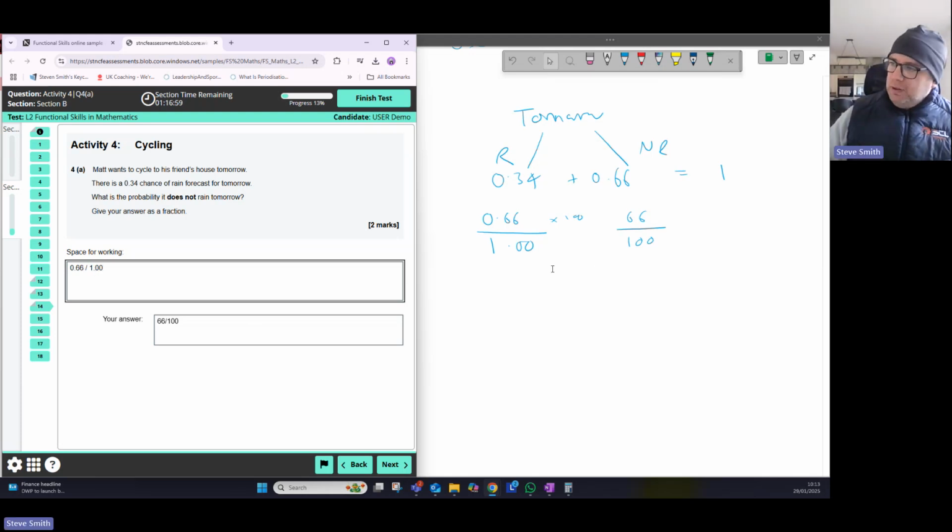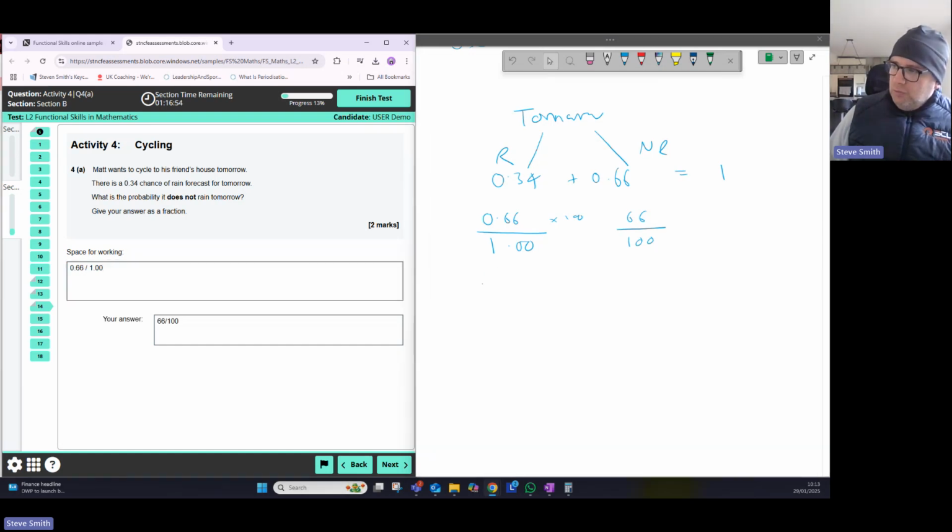If we have to simplify that, we can see that definitely they both divide by 2. So divide by 2 becomes 33 over 50. If we look at those two numbers now, that still divides by 2, that doesn't. That divides by 3, that doesn't. That divides by 5, that doesn't. So 33 is either 11 or 3. That doesn't divide by 11 or 3. So that's the lowest, the most simple fraction you could make. But I'm keeping it as 66 over 100 purely because it does not say simplify your answer. And that's my next question done for cycling.